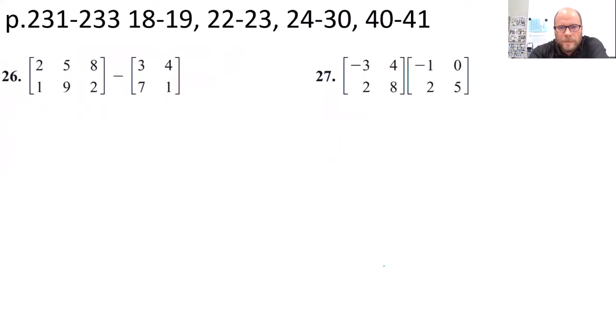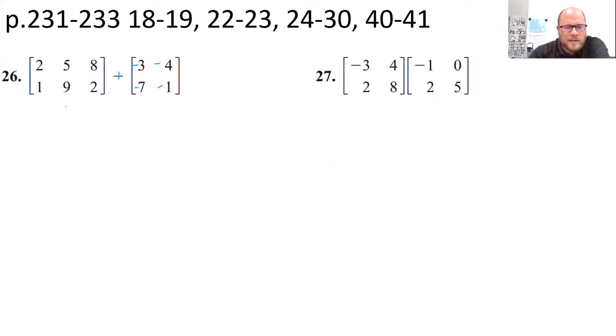All right. Again, still doing the same thing, doing the different matrix operations. On number 26, we have another subtraction symbol. Again, distribute it, changes to addition. So this would be -3, -4, -1, -7, and this becomes plus.